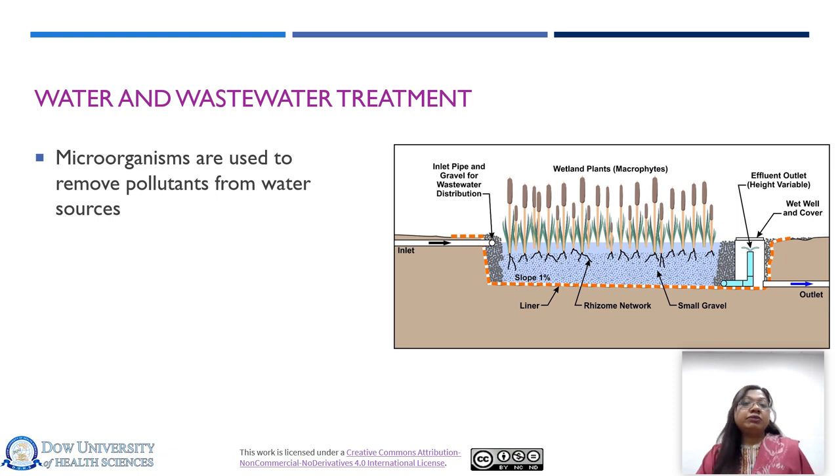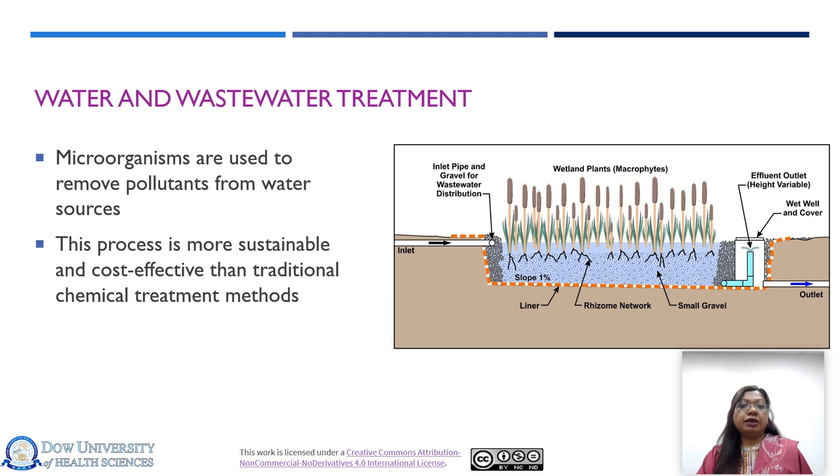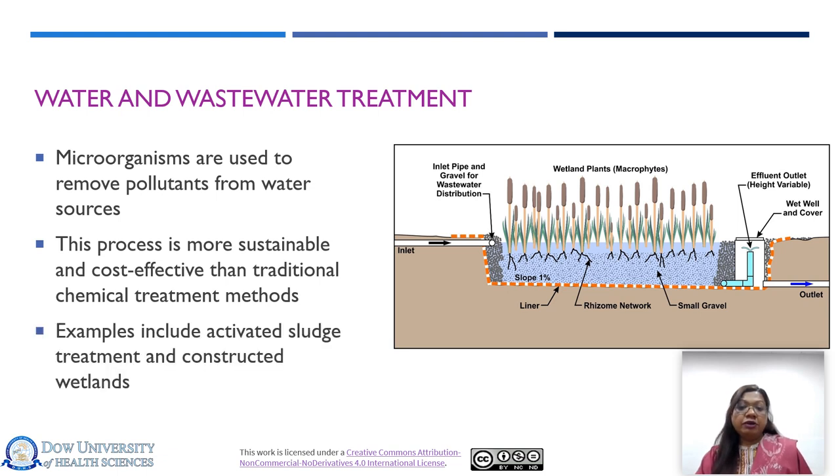Wastewater treatment using microbes is an environment-friendly technique. It focuses on the exploitation of microorganisms as decontaminating tools to treat polluted wastewater in a cost-effective method as compared to chemical treatments. For example, we can use activated sludge treatment and constructed wetlands.